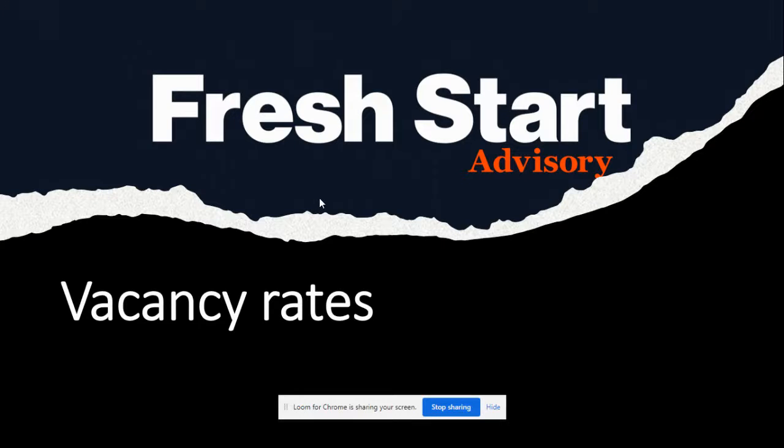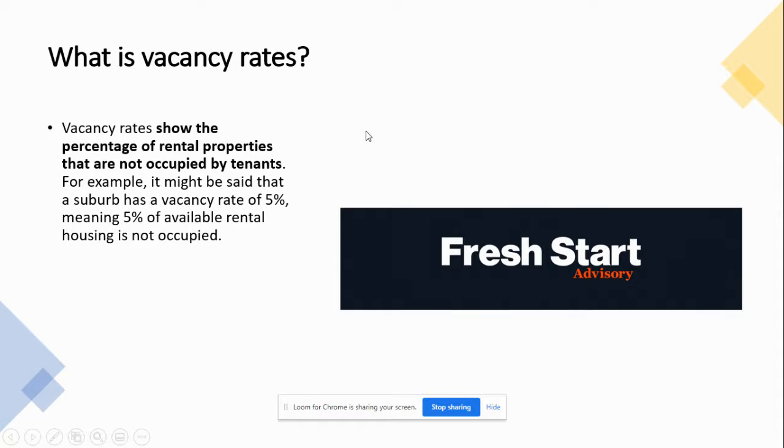Okay, so we're going to go through vacancy rates and what it all means. Essentially, a vacancy rate shows the percentage of rental properties that are not occupied by tenants at a particular time. So, if a vacancy rate is at 5%, that means 5% of the available rental housing in that particular market is not occupied. Okay, pretty simple. If it's at 1%, that means 1% is not occupied. If it's at 12%, it means 12% of all the rental properties in that area are not occupied.